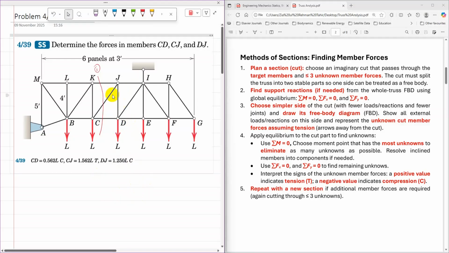Now on the cut, I need to select either side. If I select the right side, I need to know the tension at I. If I select the left side, I need to find the reactions at the pin support, because a pin support must have two reactions. So I need to find the support reactions first.